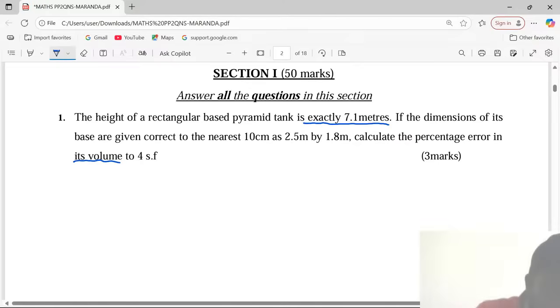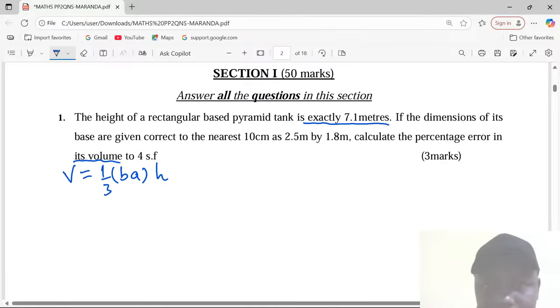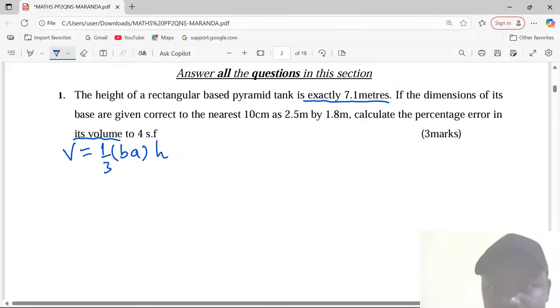We are supposed to know that a volume is given by a third base area times height. This one is for a pyramid. A third base area times height. That one you're supposed to know. It's the first thing to know. Then the height is exactly 7.1. So there is no error which has been incurred in the recording of the height.